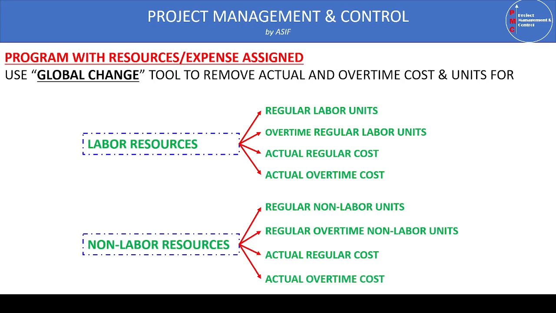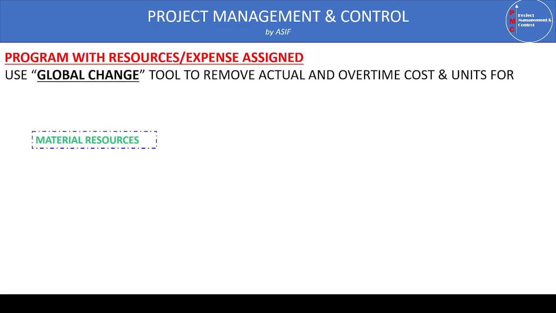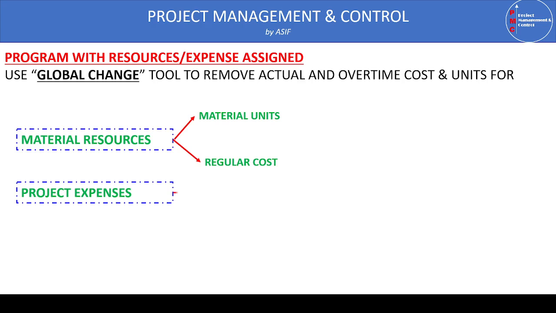Once we remove these labor and non-labor resources, the next item is to remove the material resources. For the material resources, we need to remove the units and costs for the material. There's no overtime cost for the material resources. Similarly, if the project is expense loaded, which means some planners assign the cost of the project as the expense, then just change the project expense cost to zero.